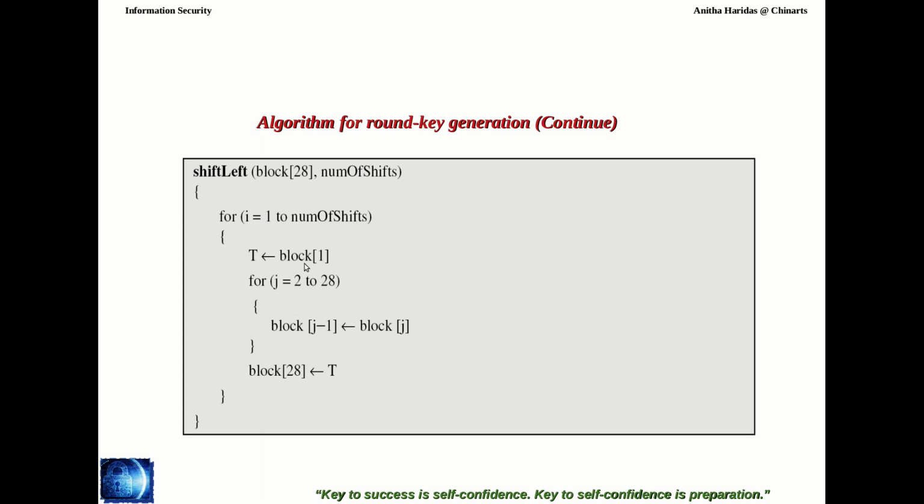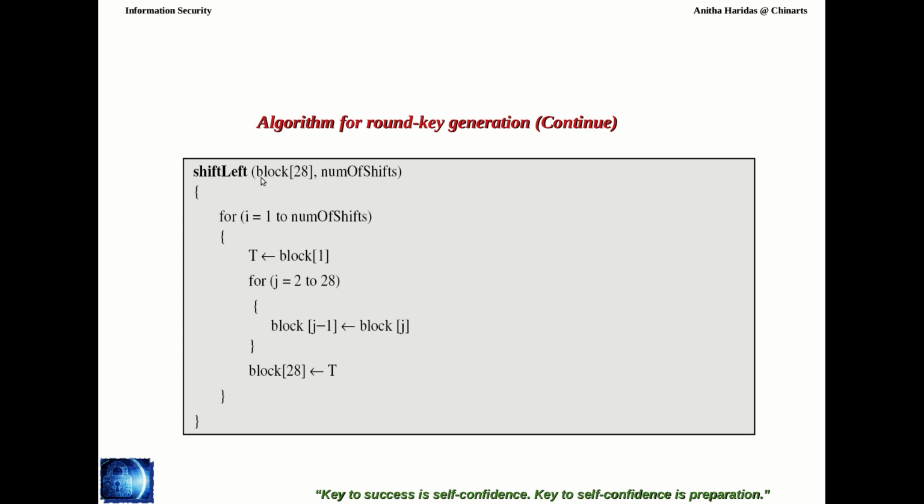And you can see here, since it is a circular shift, the first bit will go into the 28th bit. That is why we store this bit 1 into T, and finally the bit 1 is stored to the 28th bit, which becomes the circular shift. So this is a very simple for loop which can be used for circular left shift.